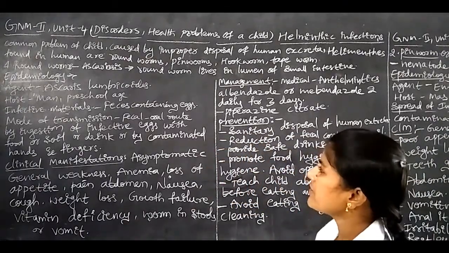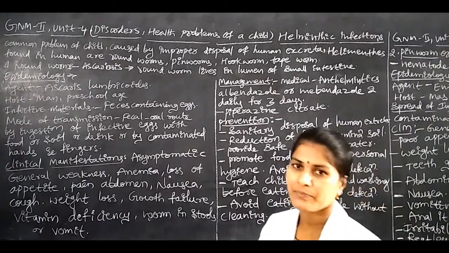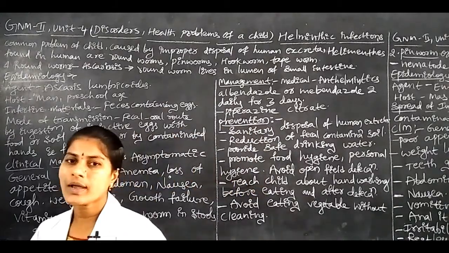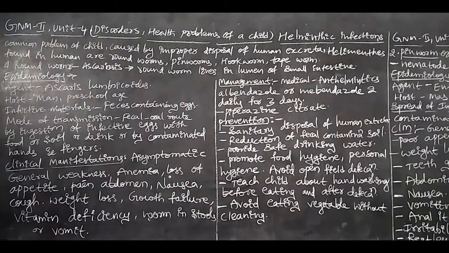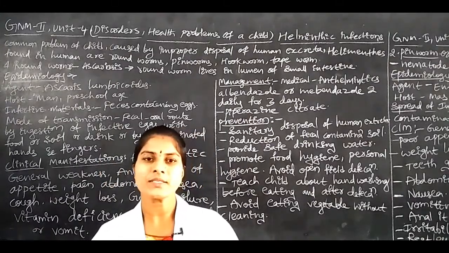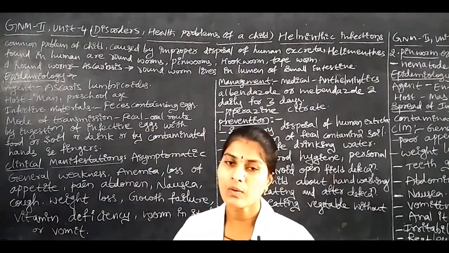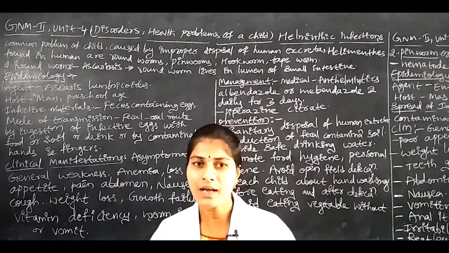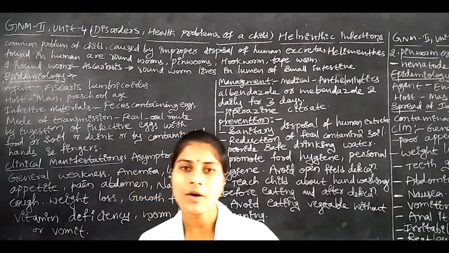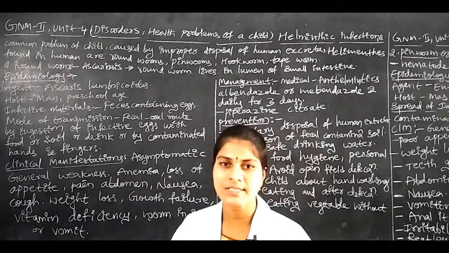Okay, next we are going to discuss clinical manifestations. What are the clinical manifestations of roundworm infections? First, asymptomatic. For a certain period there are no symptoms in children suffering with this type of helminthic infection. The child looks healthy, but has an infection by roundworms. For a certain period no symptoms appear or are identified in the child.